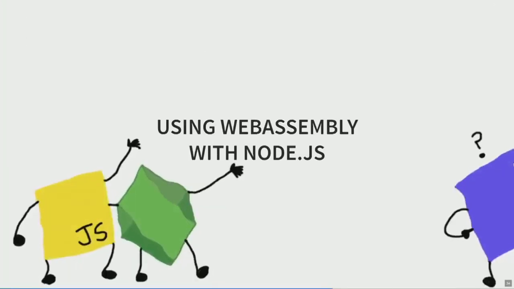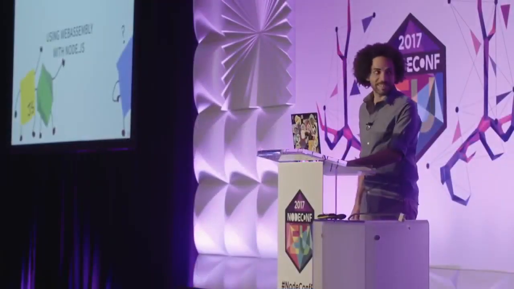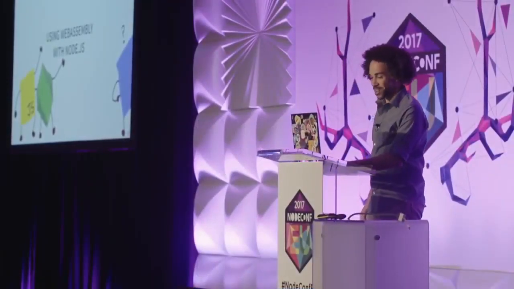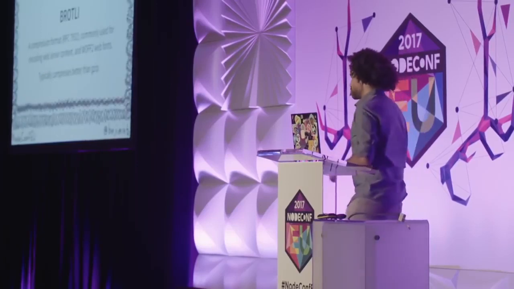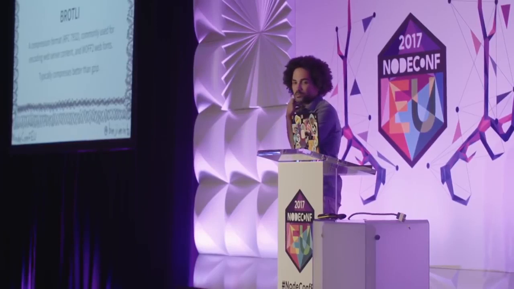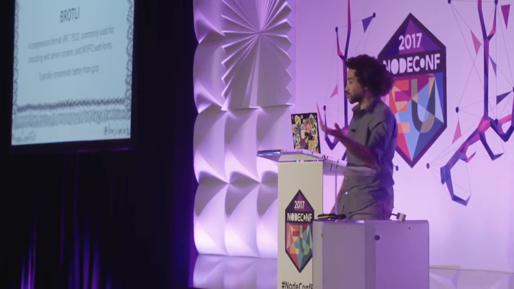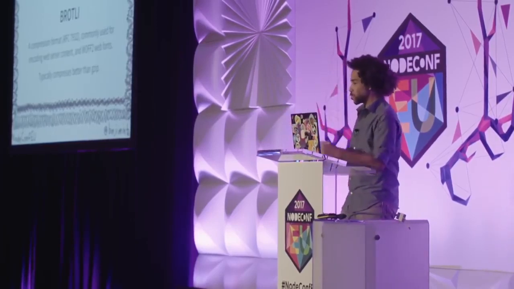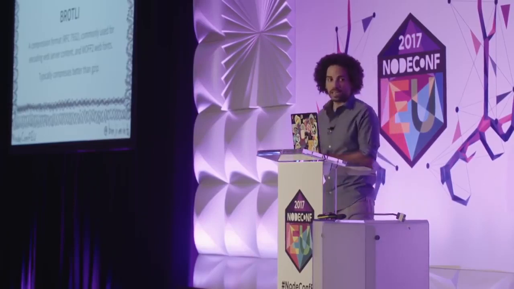So, using WebAssembly with Node, let's take a look at some of the stuff you can do, some of the stuff that I tried out. One of the things I wanted to try out was Brotli. Brotli is really cool because it's this compression format. It's actually really popular on the web. People are using it instead of gzip because it usually gets a little bit better compression. And so I wanted to see what it was like.